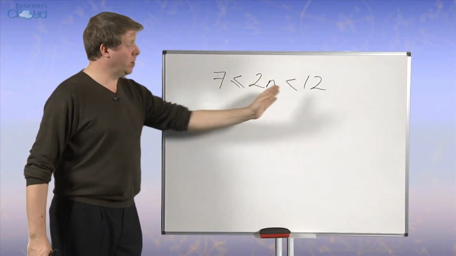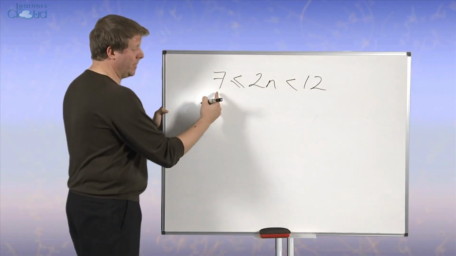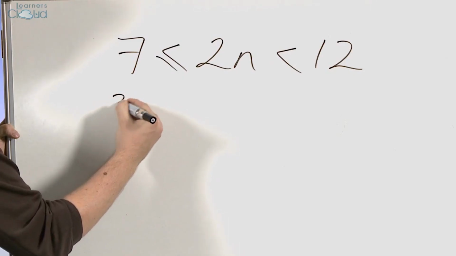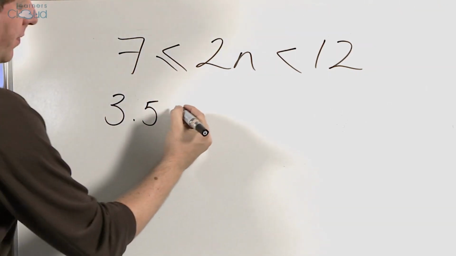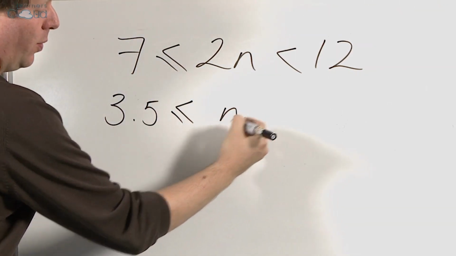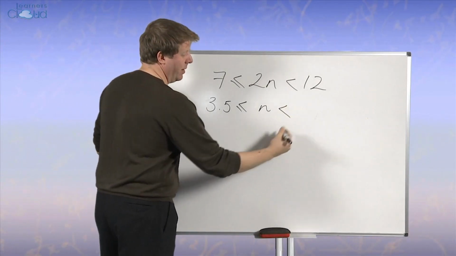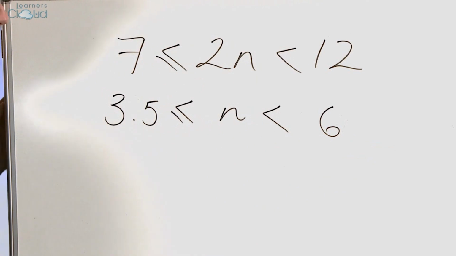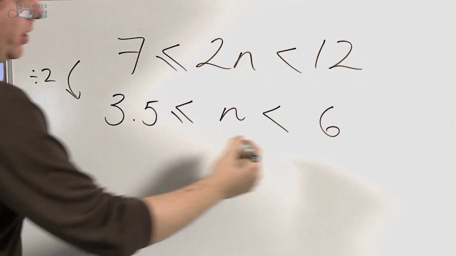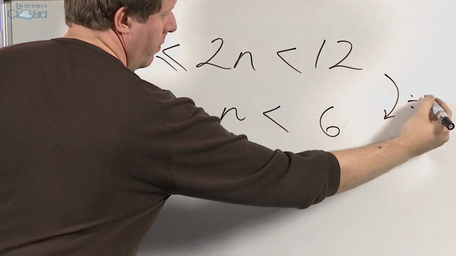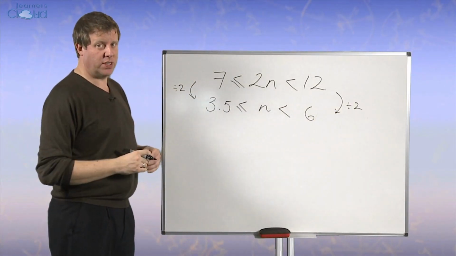And that means we're also going to divide these two numbers by 2 as well. So 7 divided by 2 gives us 3.5. I will end up with n in the middle of my inequality, and that will now be less than 6. So all I've done is divide through by 2. It's now much easier for us to see what our integer solutions are.